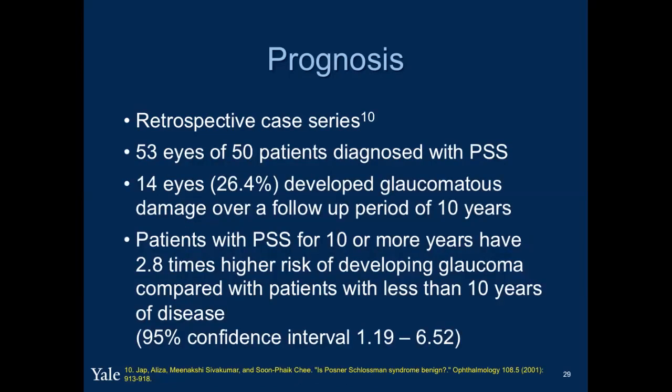Prognosis of these patients, a lot of them actually do develop quite severe glaucomatous damage over the course of a long period of time. So in one study, looking at 53 eyes of 50 patients, 14 eyes, just over a quarter of them, developed glaucomatous damage in 10 years. They also found in the study that patients who were diagnosed for 10 or more years with this disease had a 2.8 times higher risk of developing glaucoma compared to patients who had been diagnosed for less than 10 years.